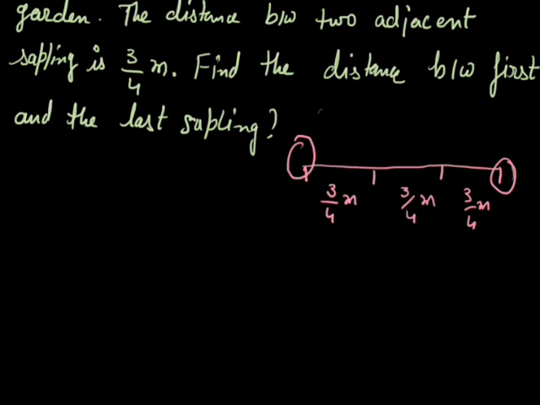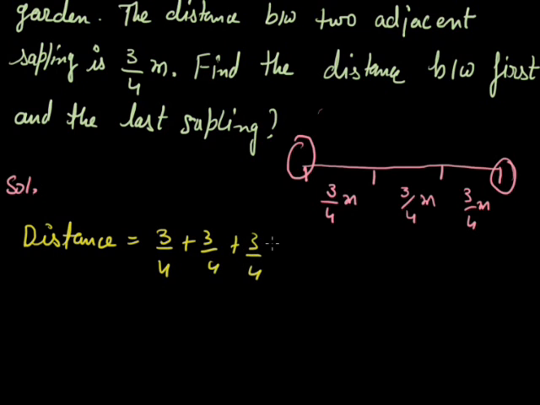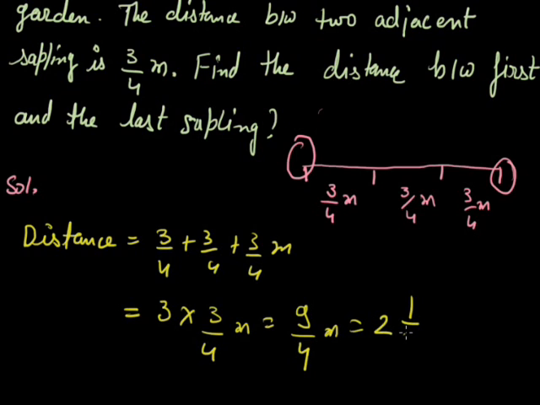Here you can do it in 2 ways. The distance will be 3 by 4 meter plus 3 by 4 meter plus 3 by 4 meter, or instead of this adding we can multiply 3 by 4 by 3. So it will be 9 by 4 meter, or if you convert it into mixed fraction it will be 4 2s are 8, 2 and 1 by 4 meter.